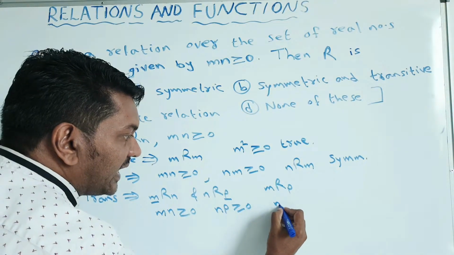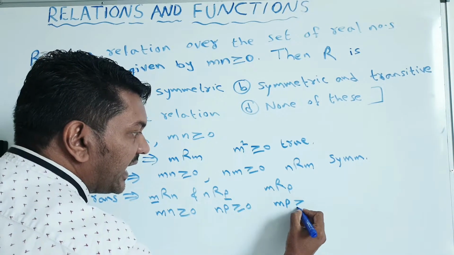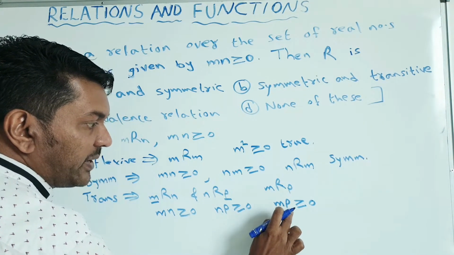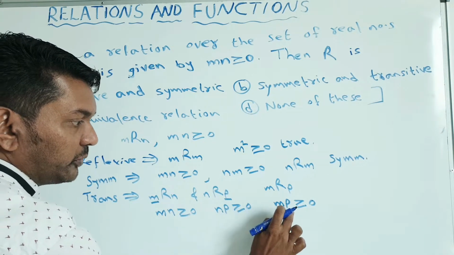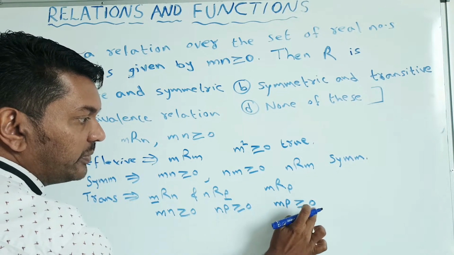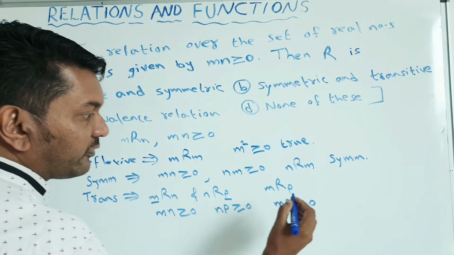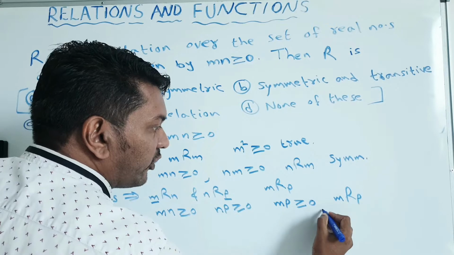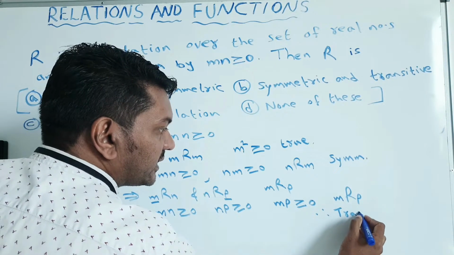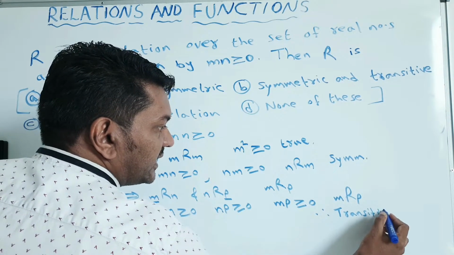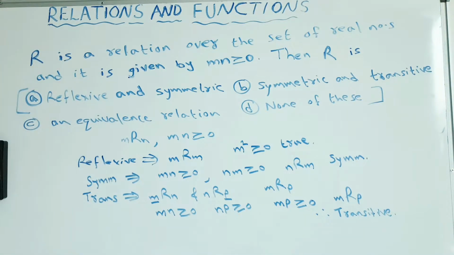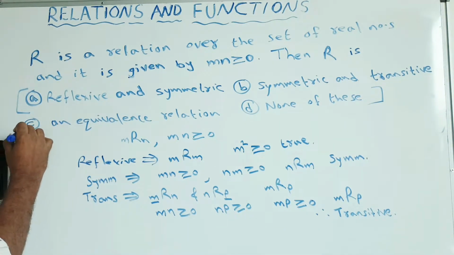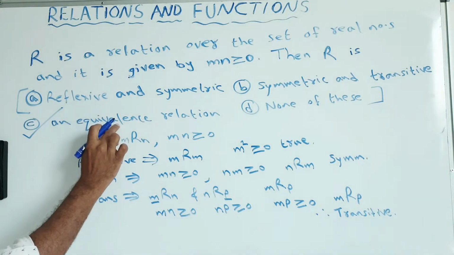So you can clearly write mp will be greater than or equal to 0 because m and p have the same sign. Positive into positive or negative into negative, it will be greater than or equal to 0. Therefore, you are getting m is related to p. Therefore, it is a transitive relation. Since it is reflexive, symmetric and transitive, our answer is option C, an equivalence relation.